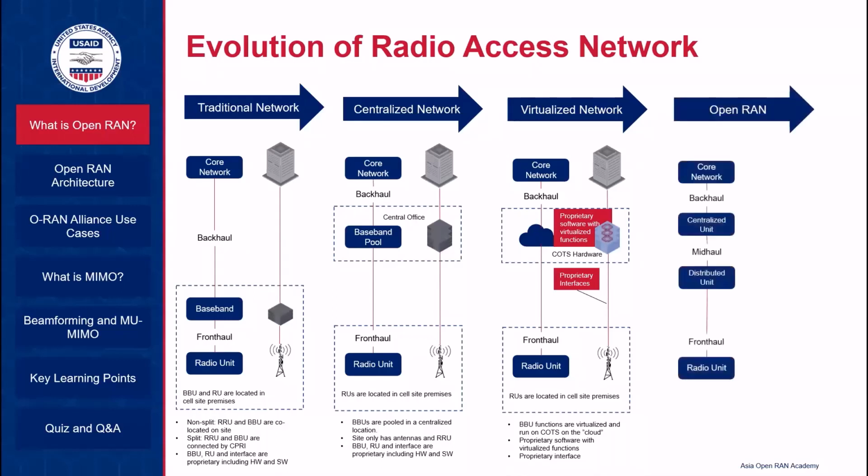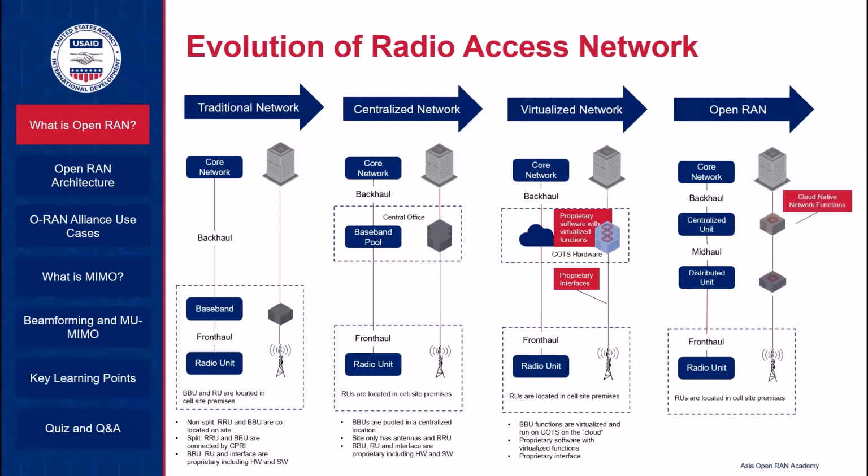So Open RAN, gumagamit na siya, no, ng disaggregation. So pinaghihiwalay natin yung functionality ng BBU. And then gumamit tayo ng mga cloud native functions, network functions. And then yung mga hardware natin is general purpose processors. And then yung ating interface is now open. Okay, so you can now mix and match different vendors with softwares dito sa ating system. Okay? So this is the evolution of the radio access network.